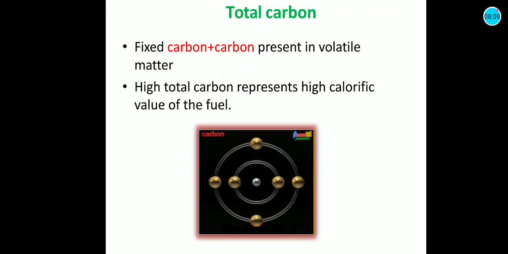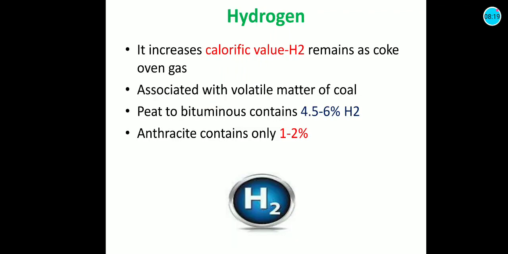Fixed carbon plus carbon present in volatile matter, it is the total carbon. High total carbon represents high calorific value of the fuel. Okay, then hydrogen, it increases the calorific value. H2 remains as a coke oven gas. It is associated with volatile matter of coal.